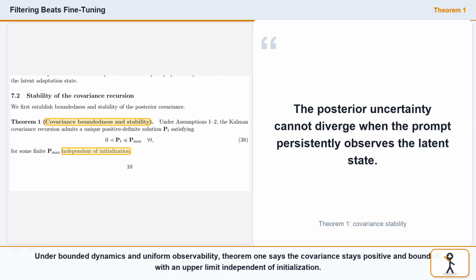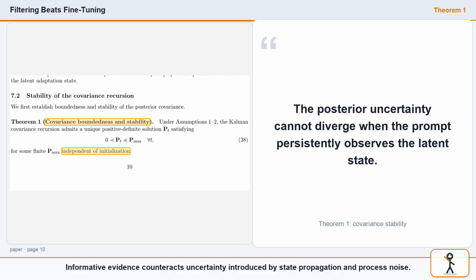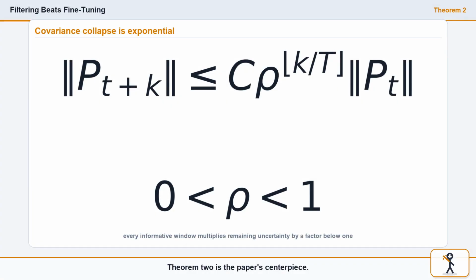Under bounded dynamics and uniform observability, Theorem 1 says the covariance stays positive and bounded, with an upper limit independent of initialization. Informative evidence counteracts uncertainty introduced by state propagation and process noise. Theorem 2 is the paper's centerpiece. Covariance contracts exponentially over observable windows. The rate depends on information accumulation, not on whether the posterior mean has already converged. That separation explains why confidence can stabilize before the exact task estimate.